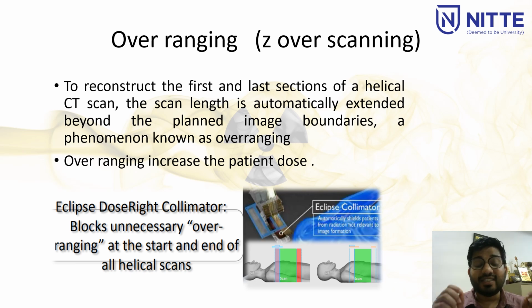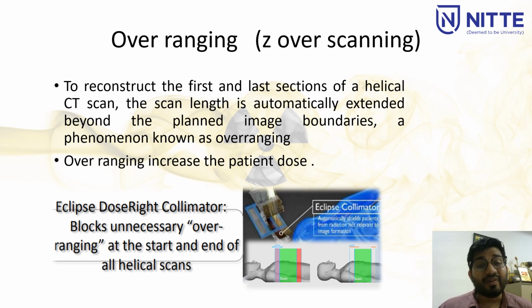This is particularly to reconstruct the first and last section of the helical CT scan. That is what the scanner automatically extends beyond the planned image boundaries at the top and at the bottom. So overranging increases the patient dose. So we can use specific collimators.